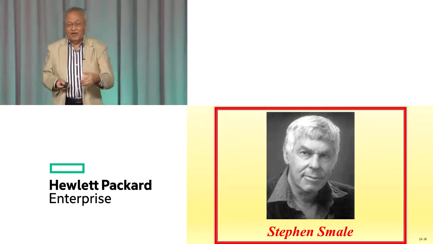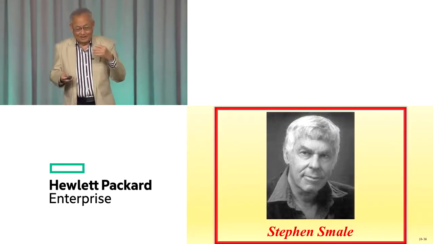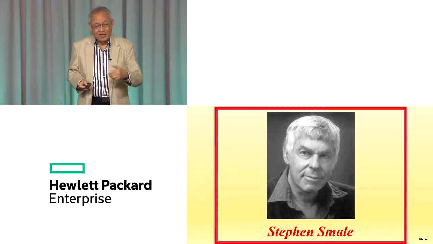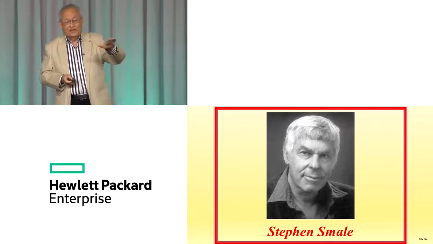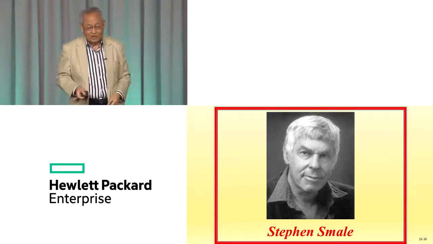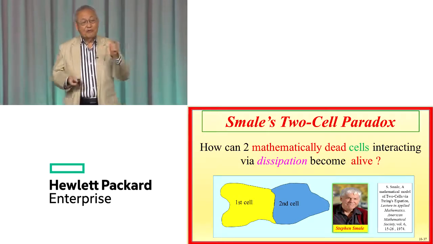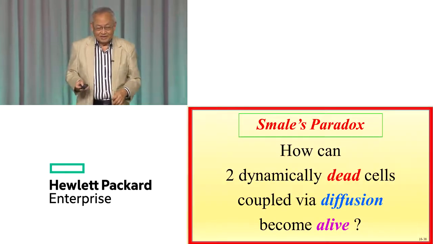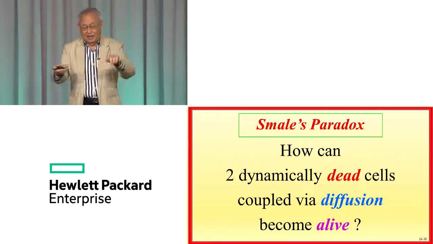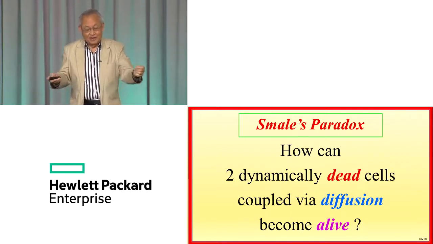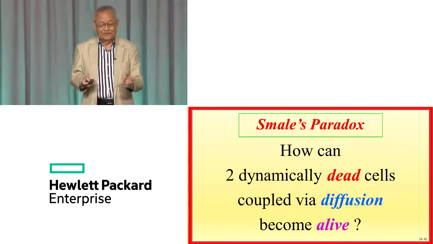20 years later, Stephen Smale, as you already know, had the Fields Medal. He came back, fascinated by Turing's paper, and said, but Turing only shows static patterns. Maybe I can make it oscillate. So he still had 2 cells, but he made the cell a little bit more complicated, and sure enough, he was able to make it oscillate. Smale tried to be cute. He said that before you couple them, they are dead, in the sense that everybody's stable. And when coupled by diffusion, they become alive. That's the terminology people now use, dead and alive.